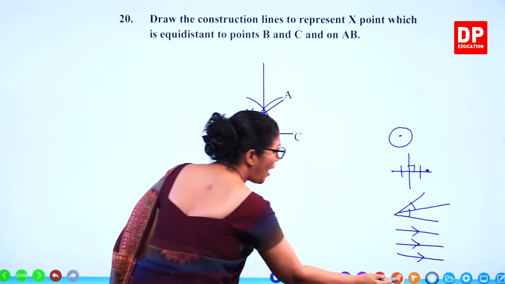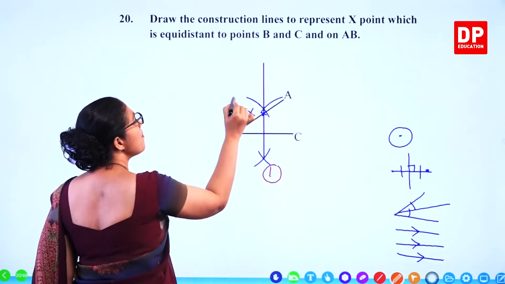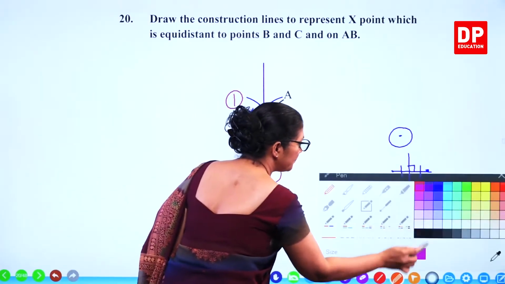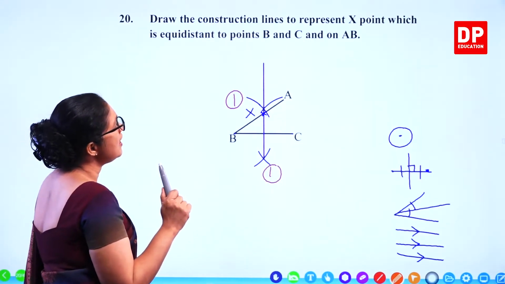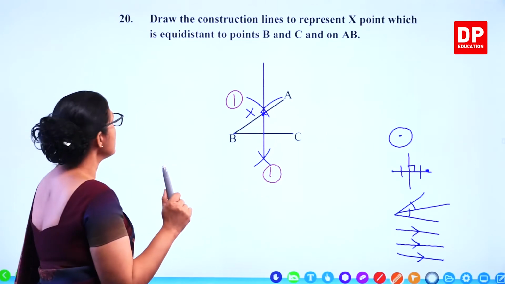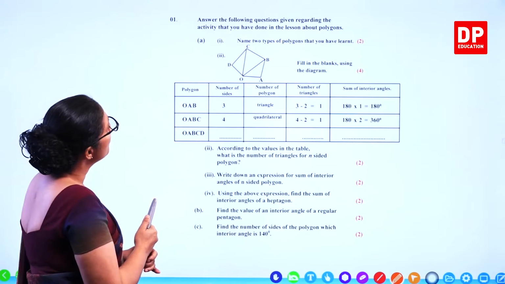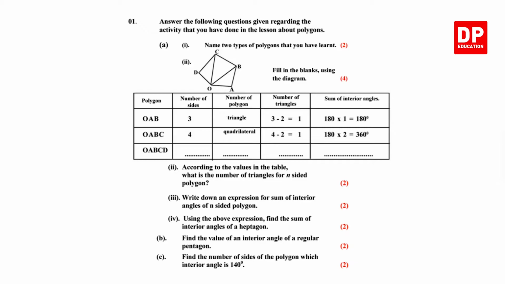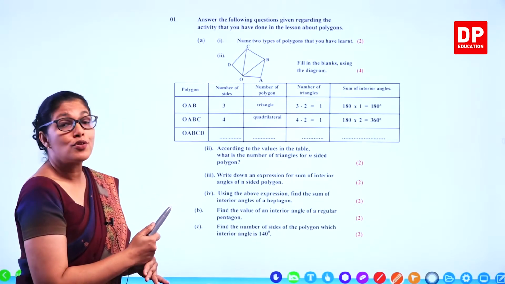So you get 2 marks, 1 mark for constructing the perpendicular bisector and 1 mark for marking the point X. So this is the last question in part A. 20 questions in part A. Let's do part B. You get 7 questions there. So the first question is compulsory, and then out of the 6 questions you have to select 5.